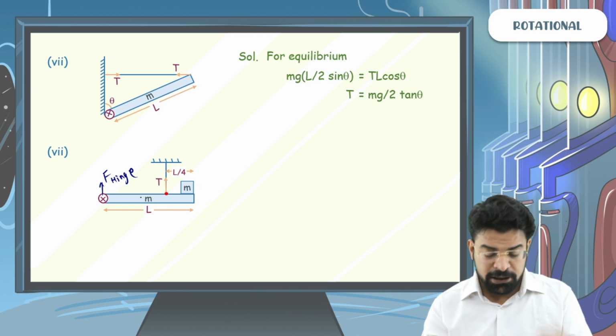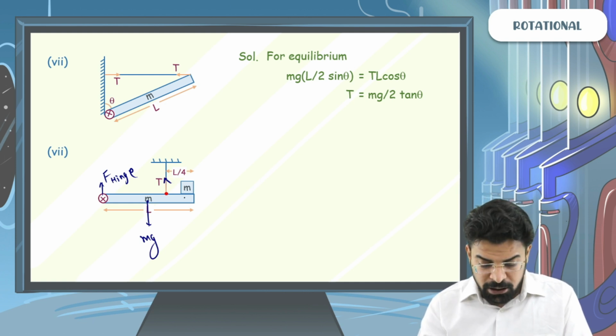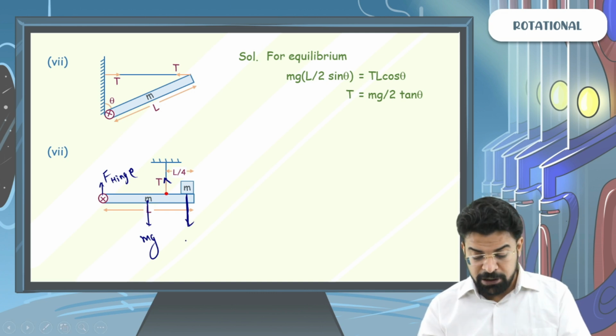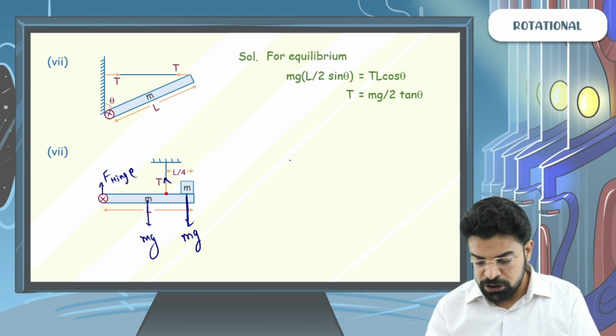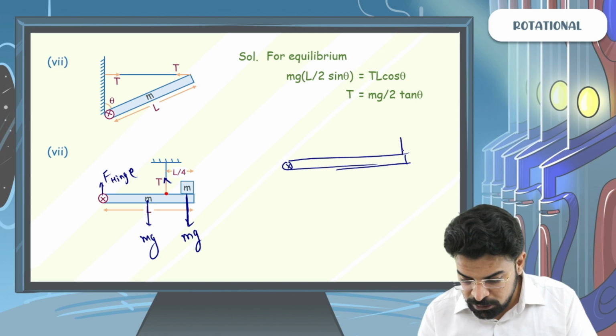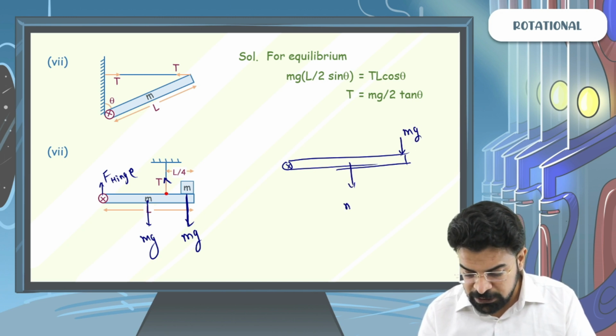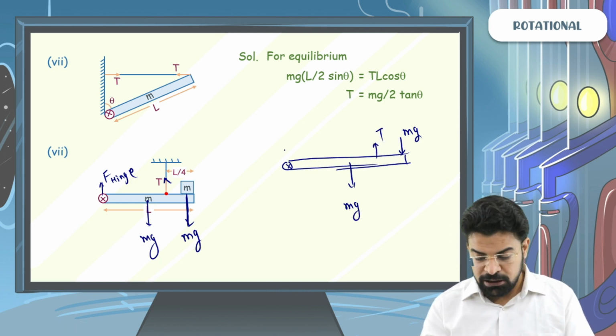The force by the hinge, the force due to its own weight, the force of tension, and the force due to the weight of the block placed above it. Beta, I am just drawing the forces on the rod. So visualize only the rod, not the block. Due to the weight, the block applies a force mg. Due to its own weight, there is a force mg. Due to tension, there is a force up T, and there is this force by the hinge.